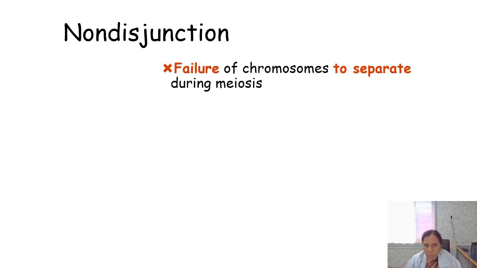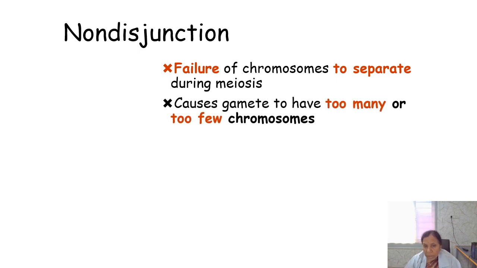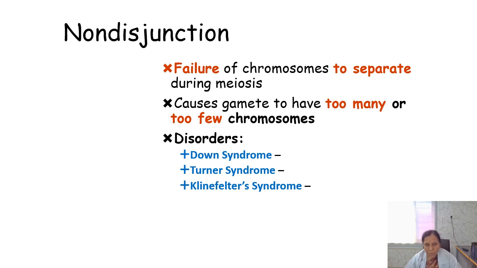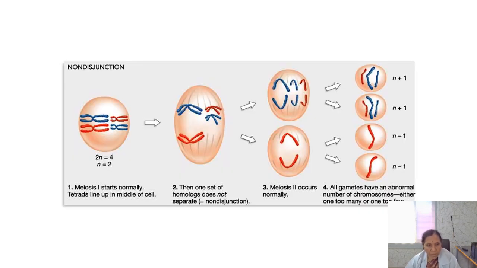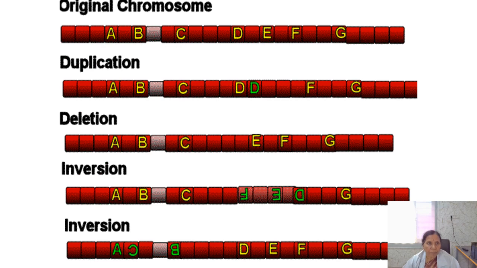Non-disjunction is failure of chromosomes to separate during meiosis, causing a gamete to have too many or too few chromosomes, and the disorders are Down syndrome, Turner syndrome, and Wolf-Hirschhorn syndrome. See non-disjunction: meiosis I starts normally, then one set of homologs does not separate, and meiosis II occurs normally, and all gametes have an abnormal number of chromosomes. This is the original chromosome, and this is duplication, this is deletion, this is inversion, and this is also inversion.